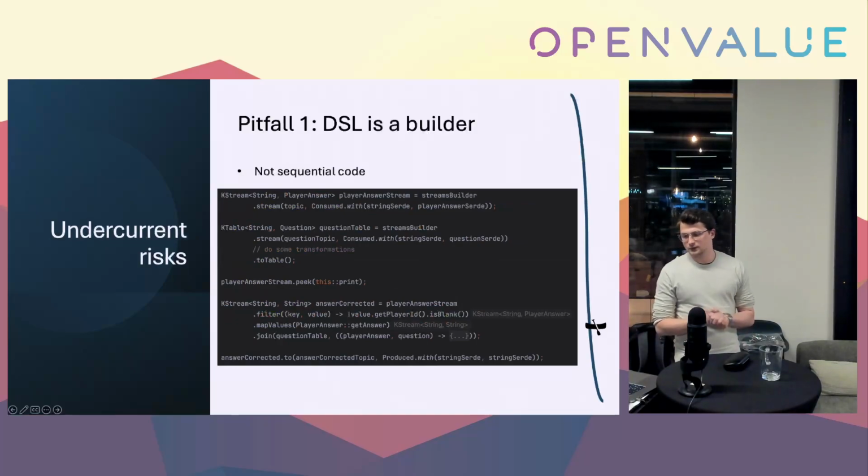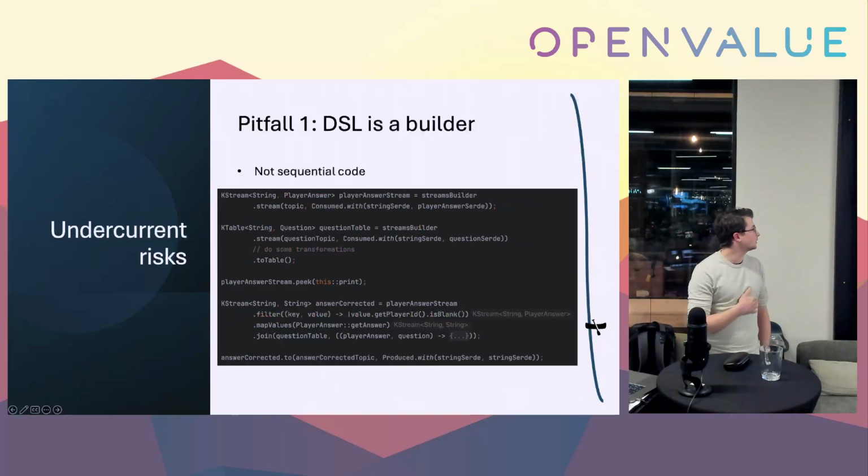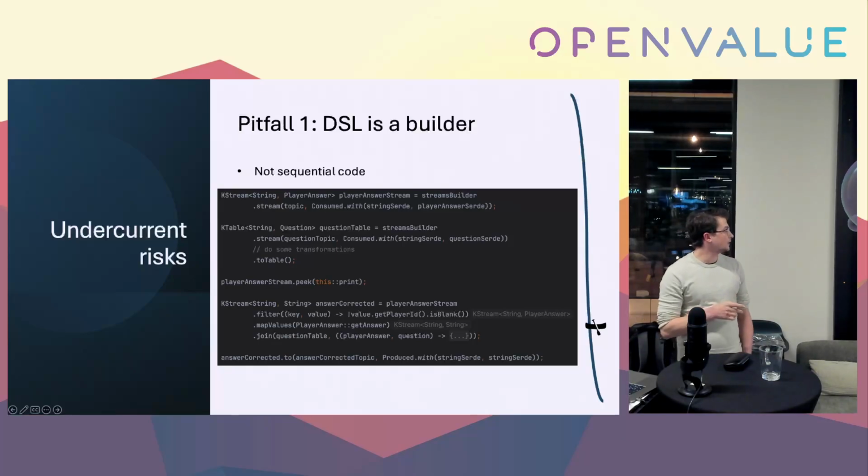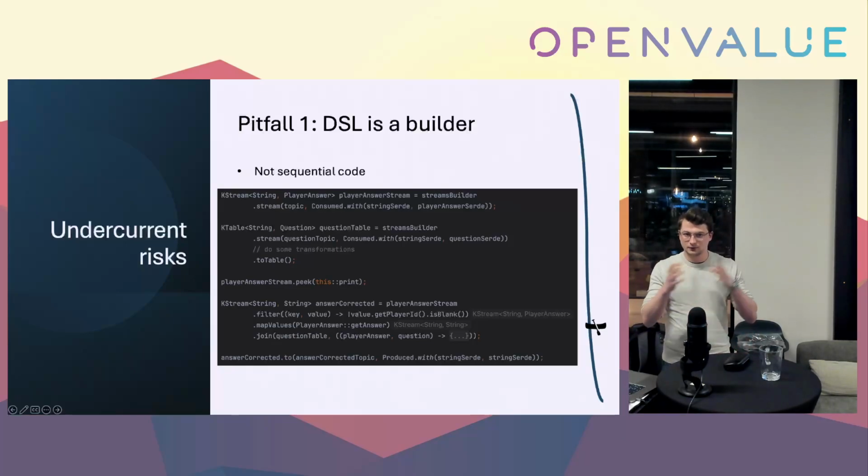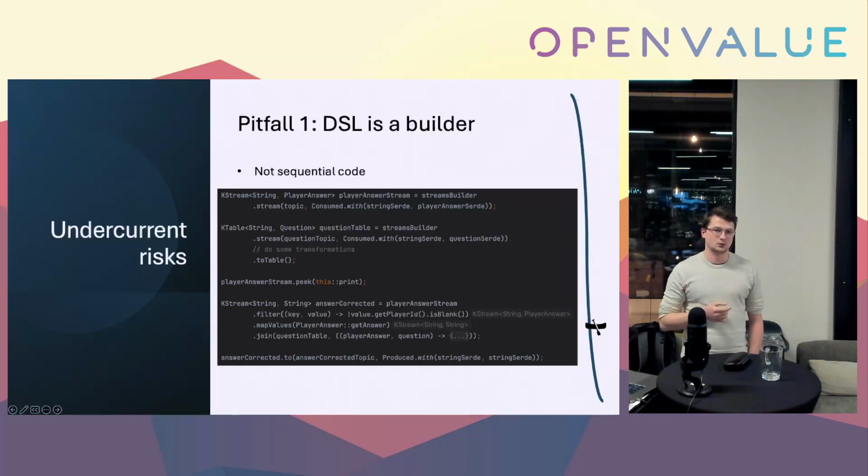Okay, so then the risks that you can have with Kafka Streams. The first one that I've seen is that people do not realize that Kafka Streams uses a builder. So it's quite obvious, I think, after this story with the tasks and the stream builder, that it is a builder. But some people mistake this for sequential code.